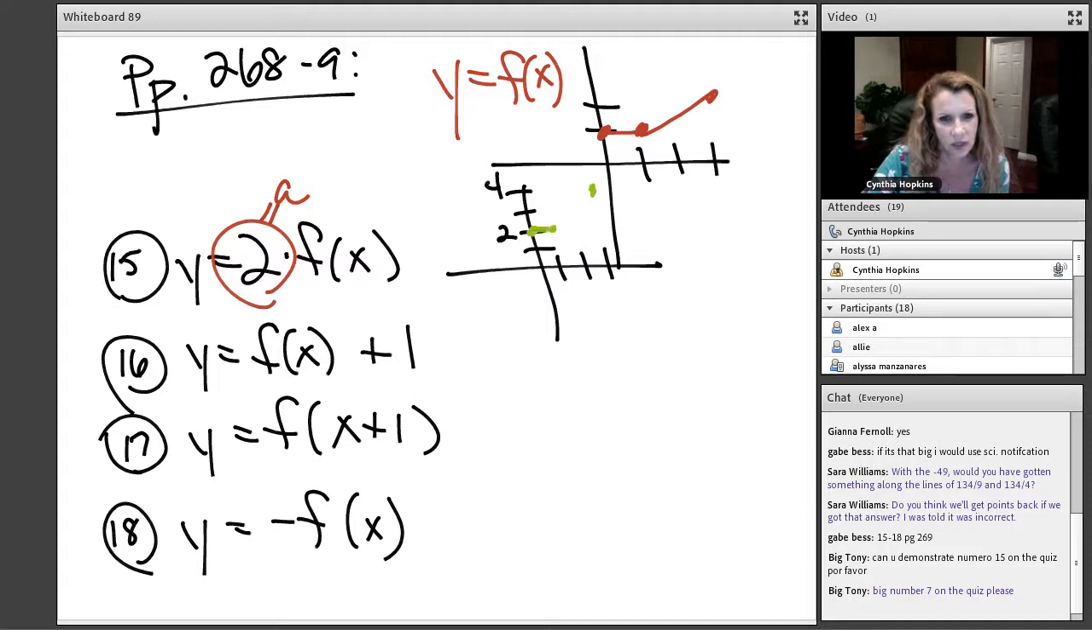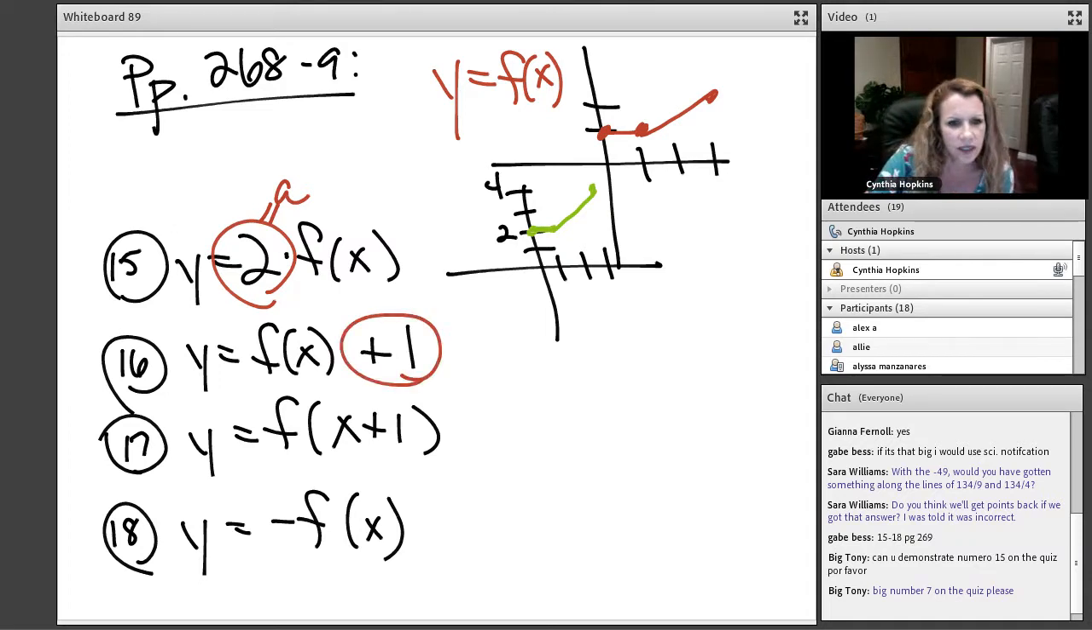And so here's my new graph that I'm drawing in green. And it's not the greatest example, but I hope you can see that it's been stretched vertically. Okay, that's what an A does, it stretches vertically. Okay, next for number 16, they're asking us to graph this.